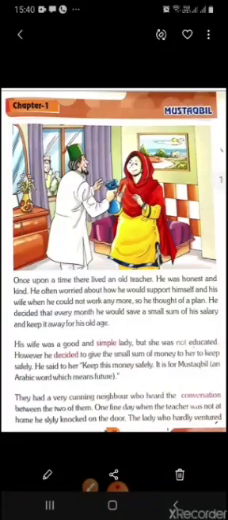Now, children, did you understand what this paragraph meant? Well, this is a story of an old teacher who was honest and kind. But he was worried about how he would support his family when he had no work. So later on, he decided that he will save a small amount from his salary and keep it away for his old age.